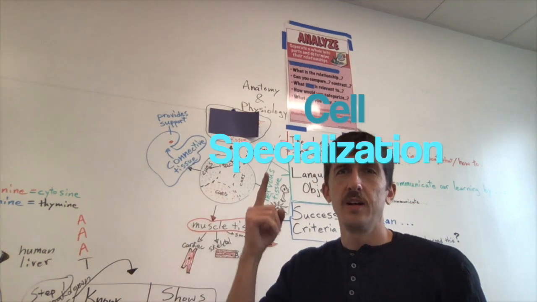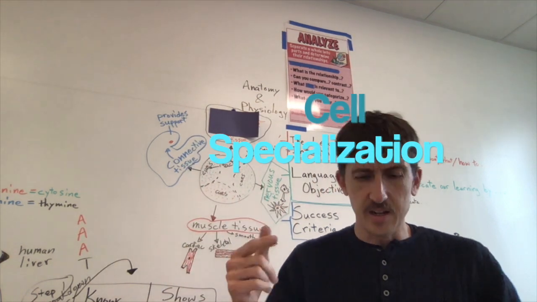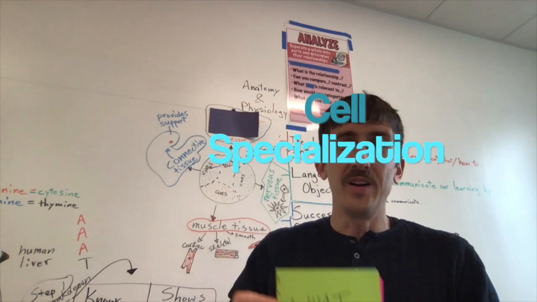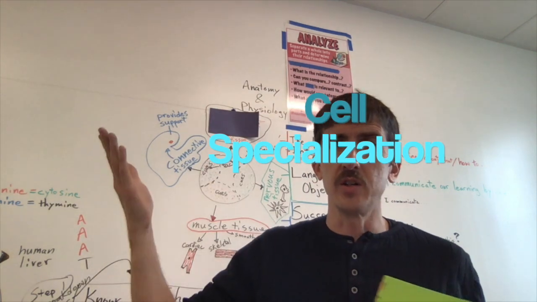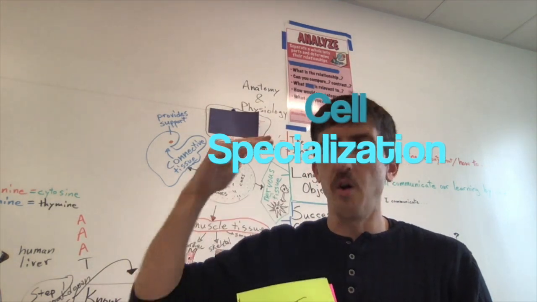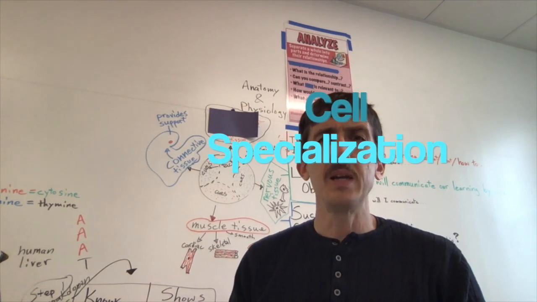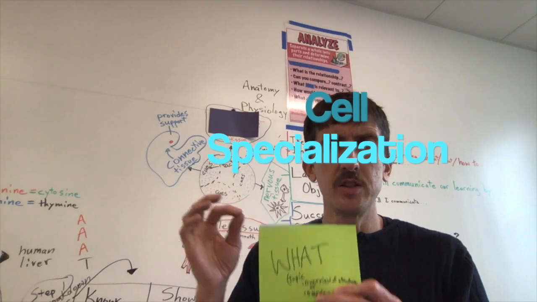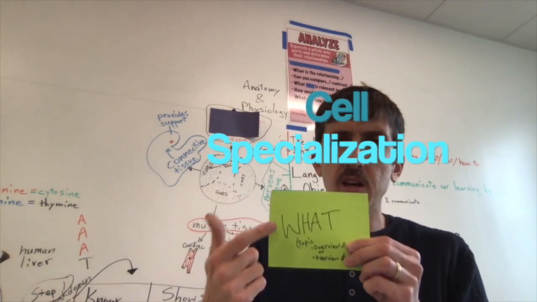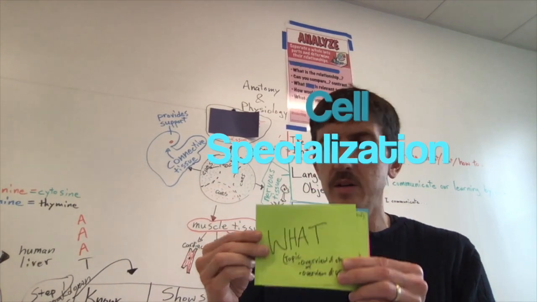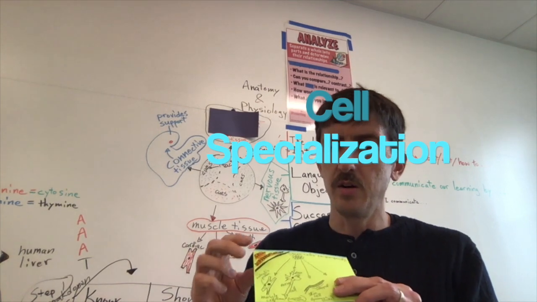So, cell specialization. What is our topic? Well, anatomy and physiology, structure and function. But how do we come up with all the structures that make up the human body and all its many, many functions that are very specialized? So cell specialization, that's the what, is this particular thing.